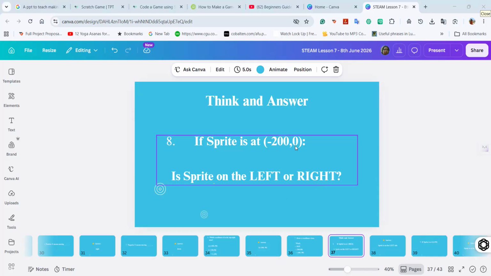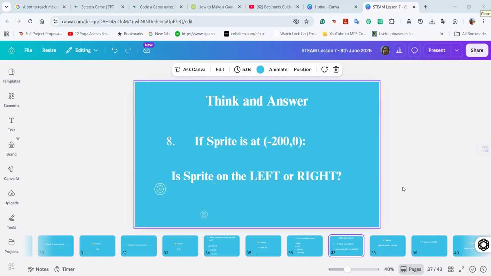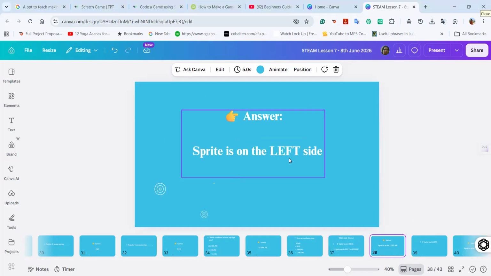Now the same question I asked, same thing I'm going to ask. Plus 200 and 0. Now the coordinate is 200 and 0. Very fast, Fahima. Very good. So you're moving on the straight line, isn't it? Yes or no? Yes. Good. Sprite is on the right side.